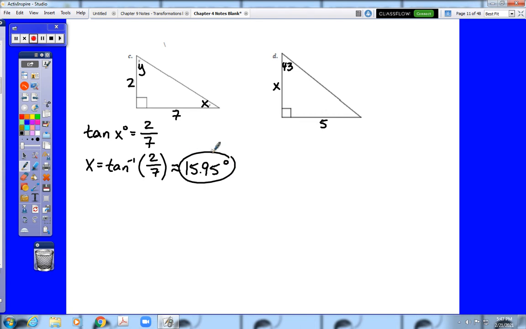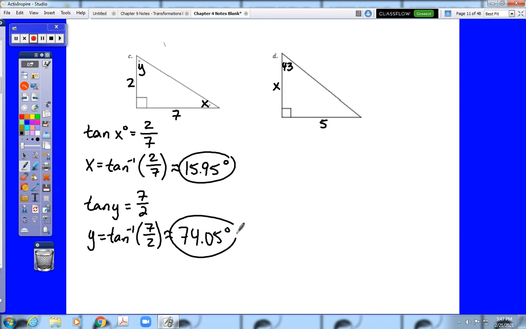Okay? For y, we would also use tangent. However, the tangent of y would be 7 over 2. So y would be the inverse tangent of 7 over 2. Feed it to the calculator. And we get 74.05 degrees. Those answers add up to 90, so it makes sense that those could be the correct answers.